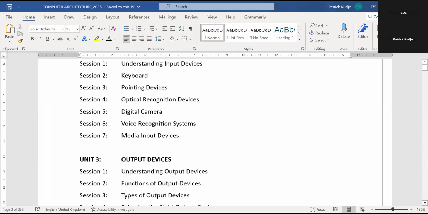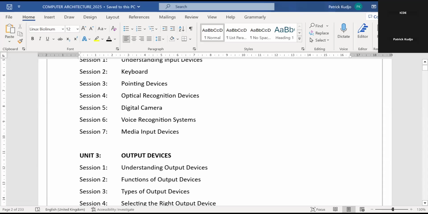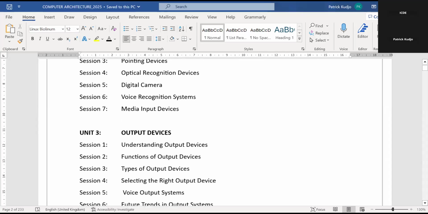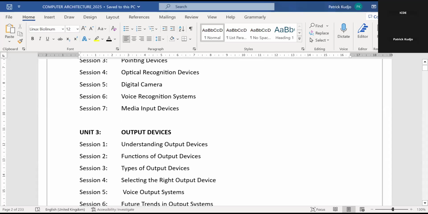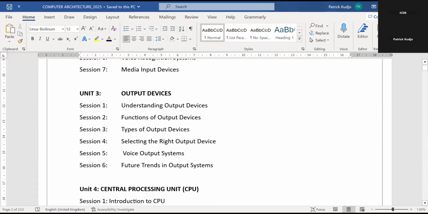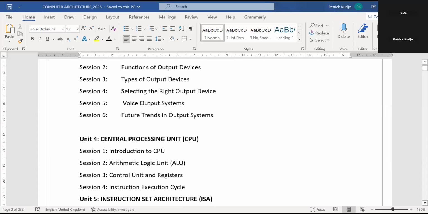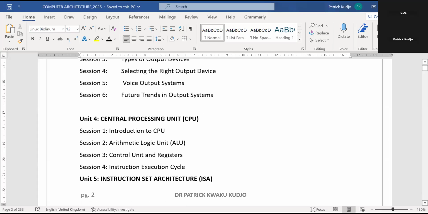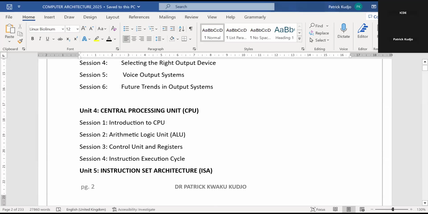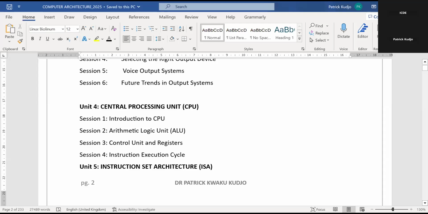We have input devices, which we've done in the fundamentals, so I'm not going to disturb you, or we'll skip it. Output devices, we've done it. Central processing unit, we've done that partially in the introduction when we were looking at lecture 1, but there are a few things that maybe I will take you through again. So if you look at unit 4, we have central processing unit. That is the introduction to the CPU.